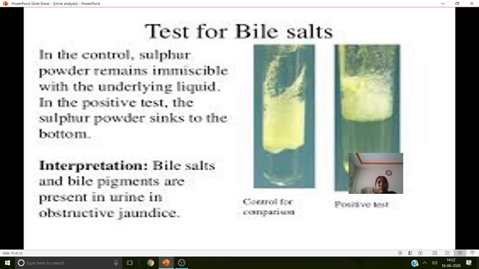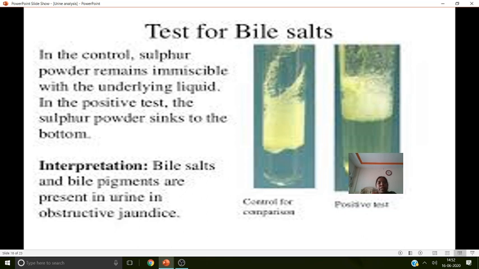In the control, sulfur powder remains immiscible with the underlying liquid. In the positive test, the sulfur powder sinks to the bottom. So we can see that this is a positive test.